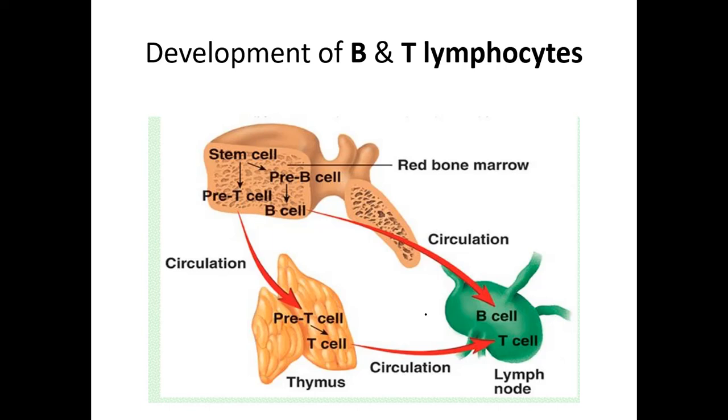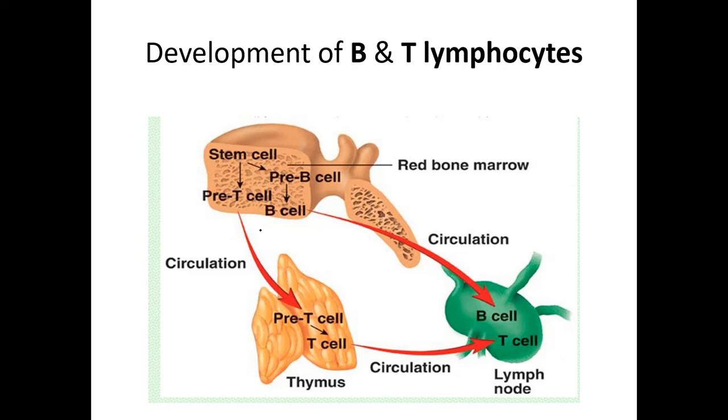In this slide, there is a brief summary of development of the B and T lymphocytes. In bone marrow, cells are differentiated into pre-B and pre-T cells. B cells get matured within the bone marrow. These mature B cells are then released and taken into the lymph nodes via lymph circulation.